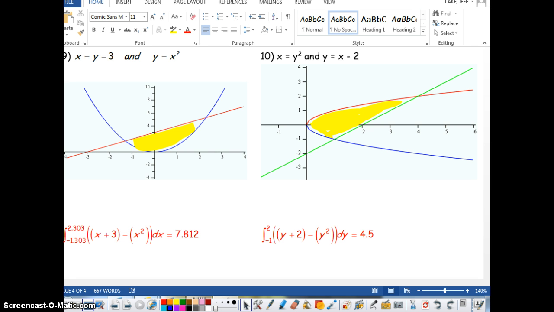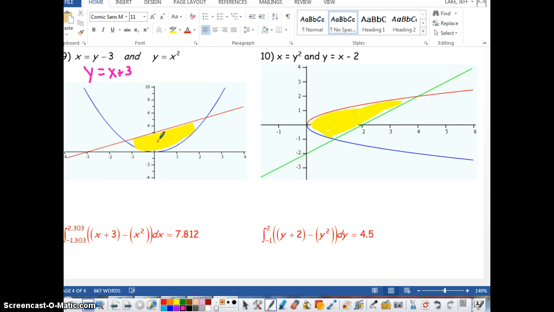For every one of these problems, you first have to solve it for y so you can graph this. So in number 9 here, we're going to take the x equals y minus 3, and I'm going to solve that for my y. So when I do so, that's going to be y equals x plus 3. Graph that. That's the red line right here. The y equals x squared is the blue curve. You can clearly see where they're going to be intersecting.